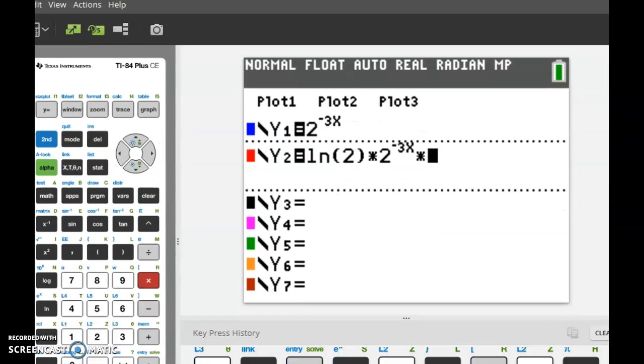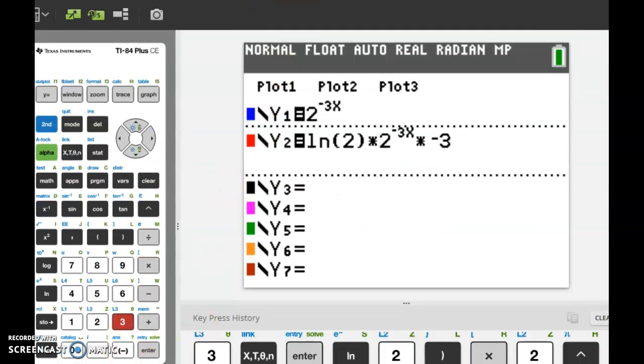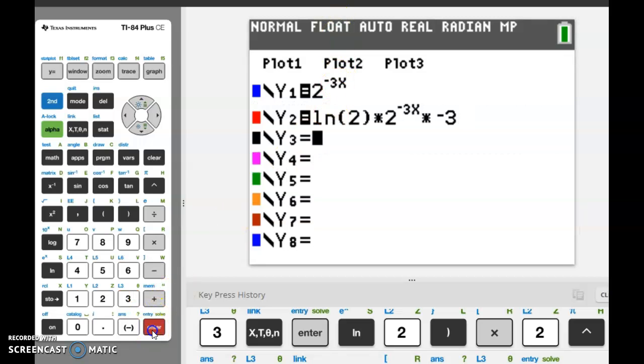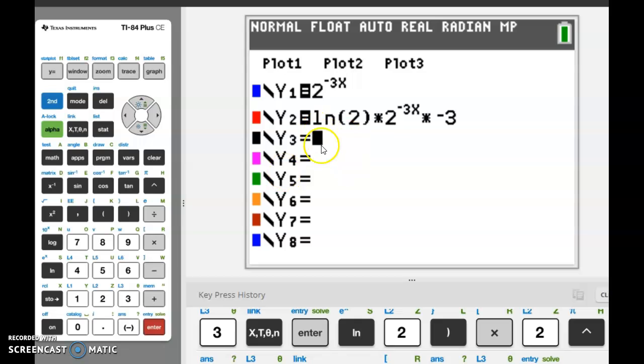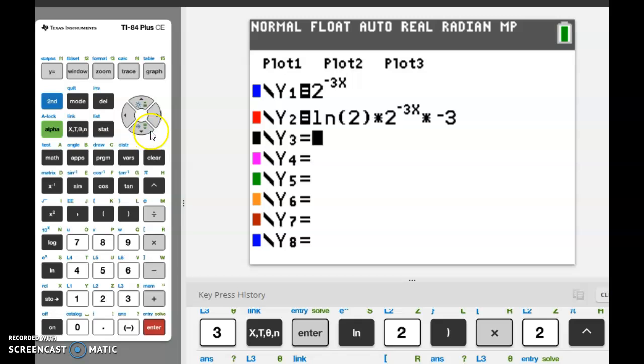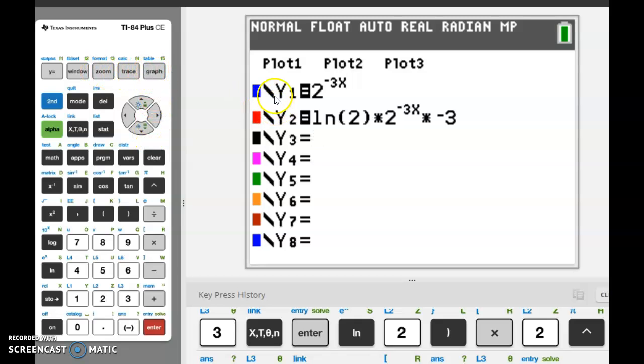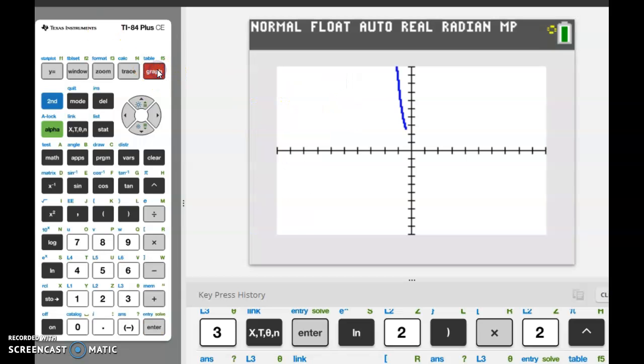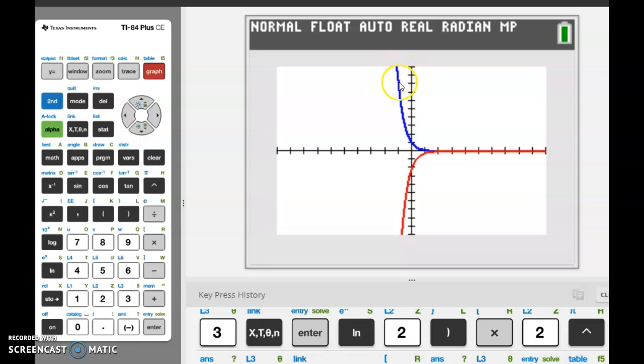times negative 3. Now, in the previous lesson, I told you how you can use your calculator to find a derivative at a point. You can actually find the derivative at every point. So what I'm going to show you on your graph is you should see a curve and then the graph of the derivative. So you can see how it's decreasing. The blue curve was decreasing everywhere. So that means the red curve needs to be below the x-axis, and it looks like it is.